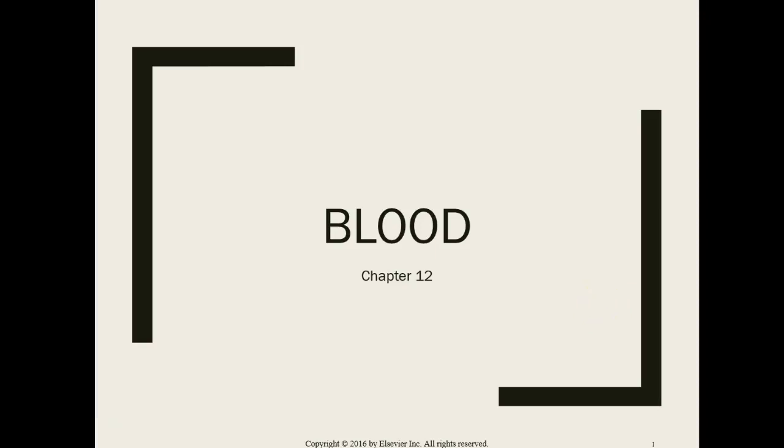Hey guys, we are going to talk about chapter 12 today, which is the blood. We'll be covering chapter 12 and chapter 14 together this week. They are kind of related, the blood and the lymph, just with the processes that go along with each. So we'll talk about the blood and then I'll post a separate lecture concerning the lymph.